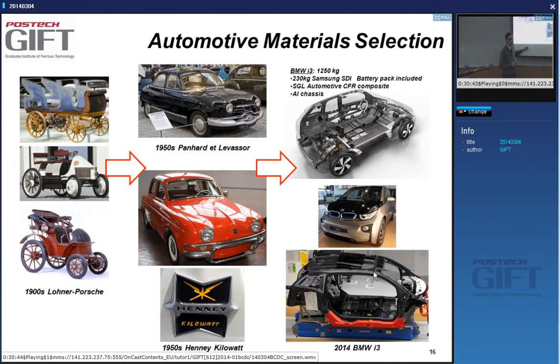It's very often presented as if this materials competition is something new and dangerous, a challenge that the steel industry has never faced. But for instance, over 100 years ago, when people started building cars, and these are a series of cars from Lohner Porsche. Lohner is the company, and Porsche is the designer. It's the same Porsche as Ferdinand Porsche from the racing cars, the same person. These are the cars he designed early in his career.